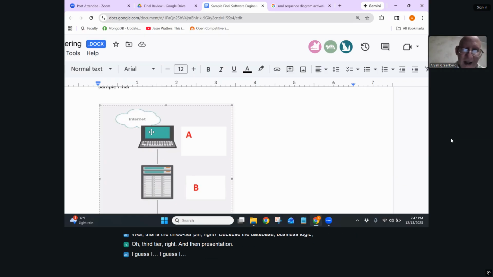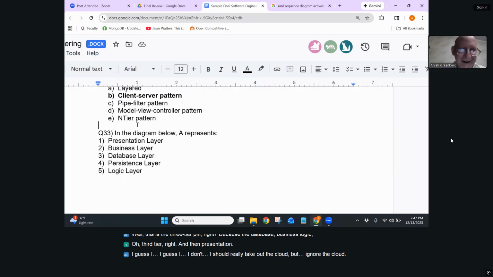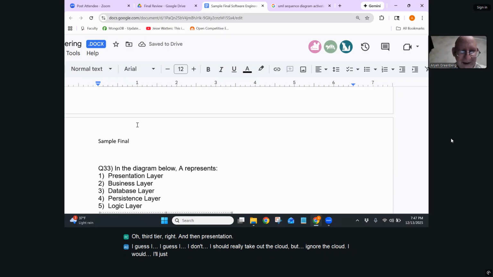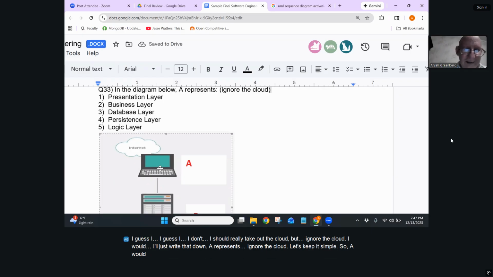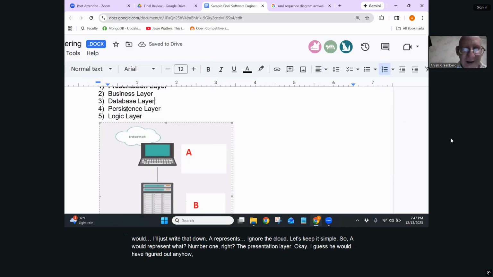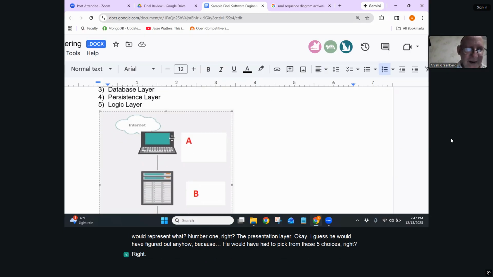I guess I should really take out the cloud, but ignore the cloud. I'll just write that down: note, ignore the cloud. Let's keep it simple. So A would represent what? Number one, right? The presentation layer. Okay? I guess you would have figured it out anyhow, because you would have had to pick from these five choices, right? Okay.